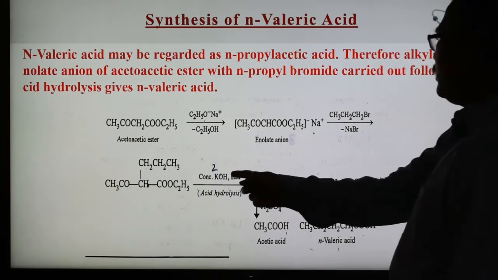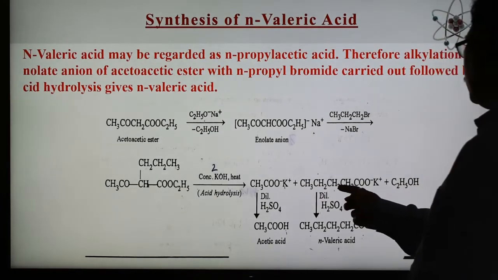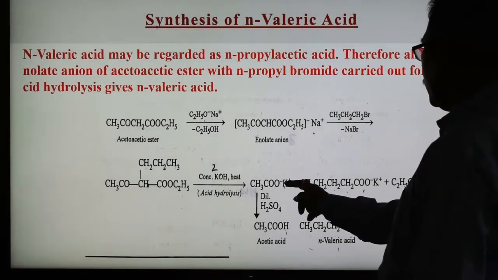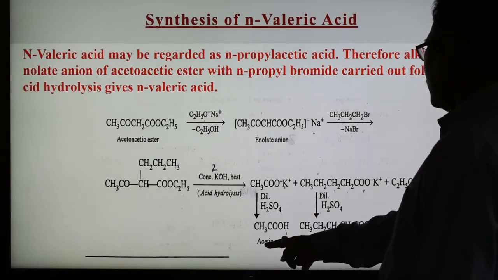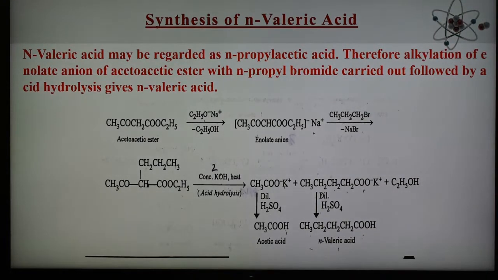So after the reaction with KOH we get CH3COOK, and the other compound is CH3CH2CH2CH2COOK, and C2H5OH is lost. So this CH3COOK undergoes acid hydrolysis and we get acetic acid, and the other compound undergoes acid hydrolysis and we get n-valeric acid. So this is a simple reaction. Again there is a use of 3 steps. The first step is enolate anion formation, second alkylation, and then hydrolysis and acid hydrolysis take place, and we get the 2 compounds, in this case acetic acid and n-valeric acid.